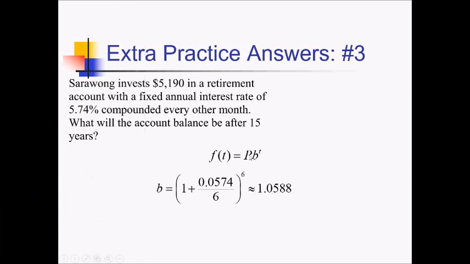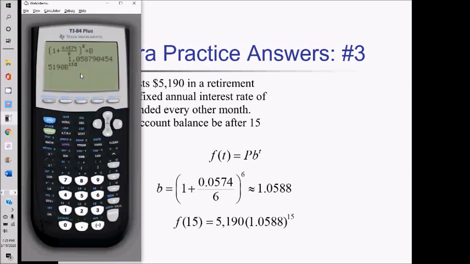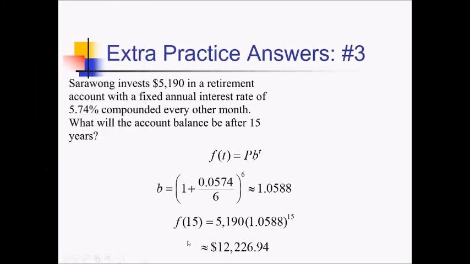So now plugging all that into P B to the T, we've got f of 15, because 15 years. That's going to equal principal of 5,190 times this B value that we just wrote here, raised to the, not the 6th power, the 15th power. That's the time here. And now let's use the calculator again. Plugging that in the calculator, using my stored value of B, that's all going to come out to about $12,226.94 if I round off there.